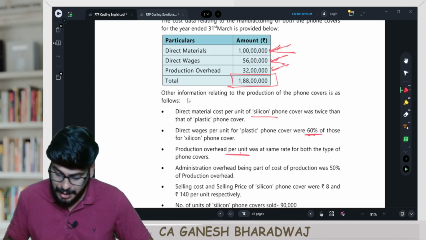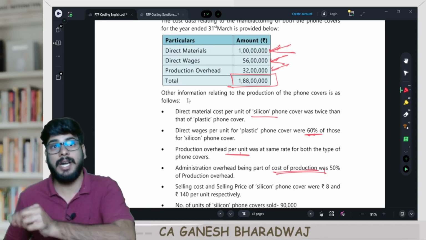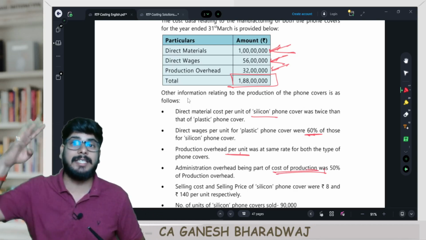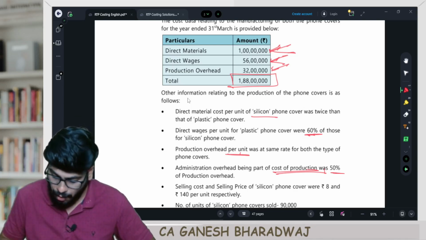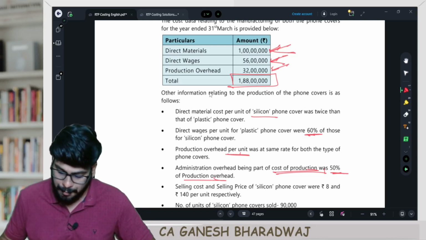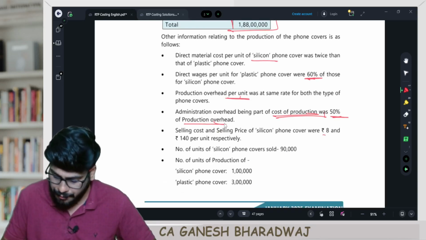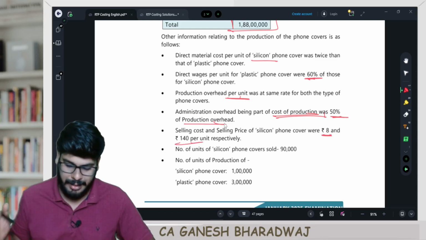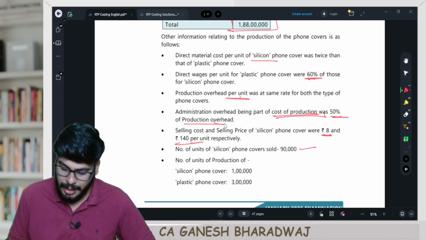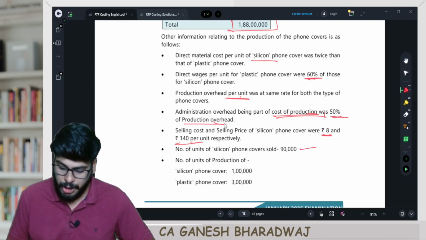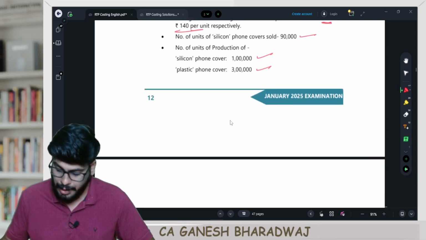Admin overheads being a part of cost of production, very important. This is admin overheads related to production, which means what? It is those 4 addition, 1 deletion. That component will come in. It was a part of 50% of production overheads. Selling cost and selling price of silicon phone cover were 8 rupees and 140 rupees respectively. Number of units of silicon phone covers sold is 90,000. Number of units of production, silicon phone cover 1 lakh and plastic phone cover 3 lakh units.